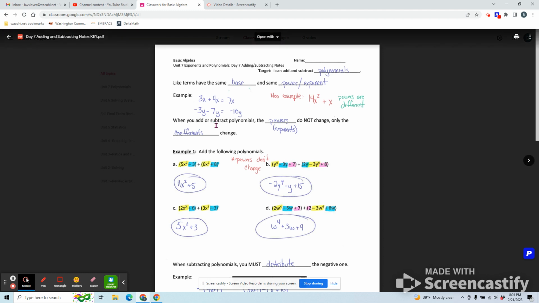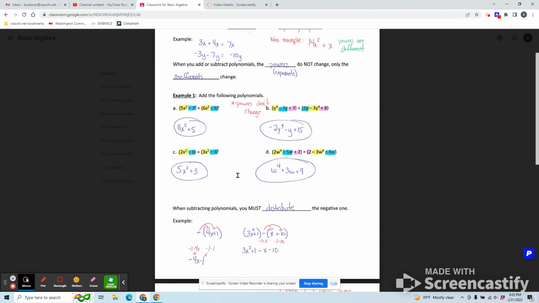When you add or subtract polynomials, the powers do not change, only the coefficients. So I wrote this here, and then I wrote it again right here because that's how important it is. I need to make sure that I don't accidentally add my powers together. Okay? The only thing changing is my coefficients.